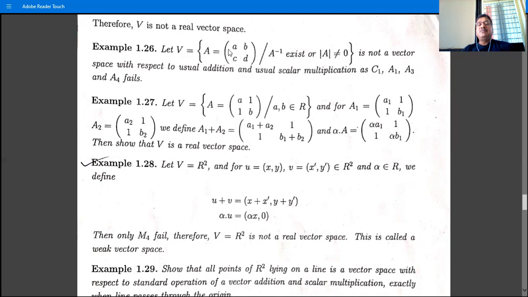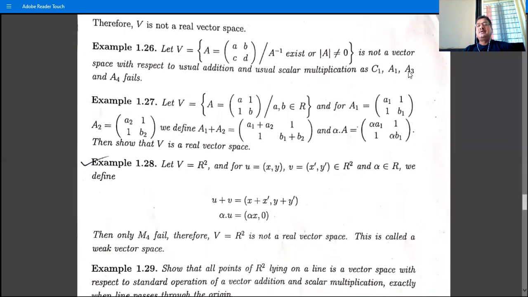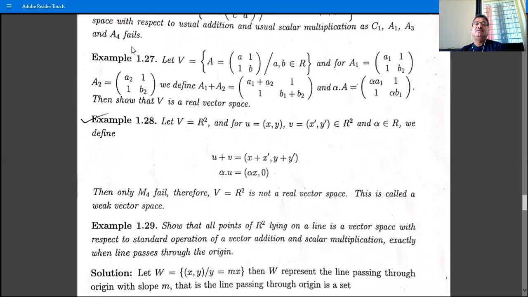That is, if we take two elements of V, then their addition is not necessarily an invertible matrix. Also we can show A1 fails. So write the counter example for this property. Out of these four properties, write a counter example. That is, take two elements from V such that their inverses exist, that is, the determinants of the two matrices are not equal to 0. But after taking their addition, we have a matrix of order 2 by 2 whose determinant is 0. So we have to write the counter example for C1 or A1 or A3 or A4.